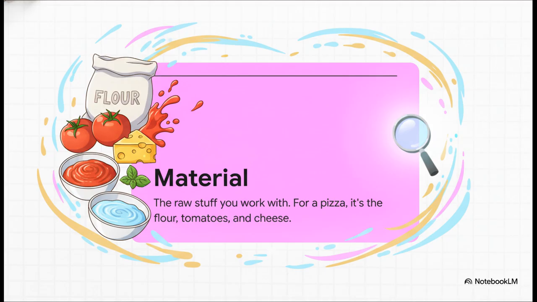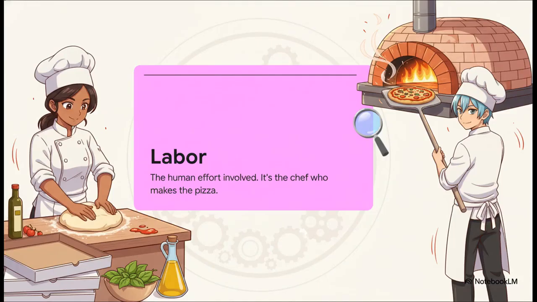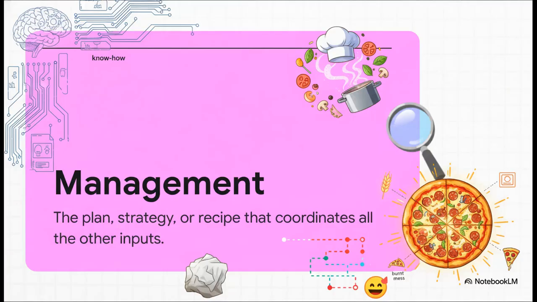First up, material. That's the raw stuff, the flour, tomatoes, cheese for our pizza. Next, you need machines. These are the tools you use, like that super hot pizza oven. Then, of course, you've got labor. That's the people doing the work, the chef actually making your food. And all of this is guided by management. Just think of it like the recipe, okay? It's the plan that makes sure you don't just end up with a burnt mess.